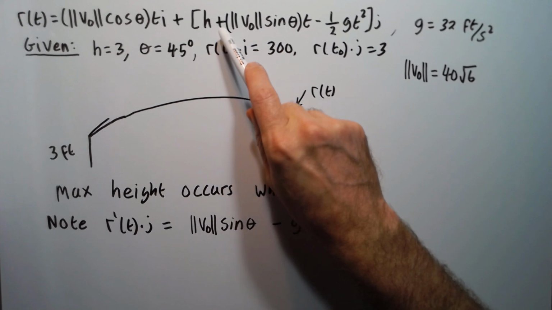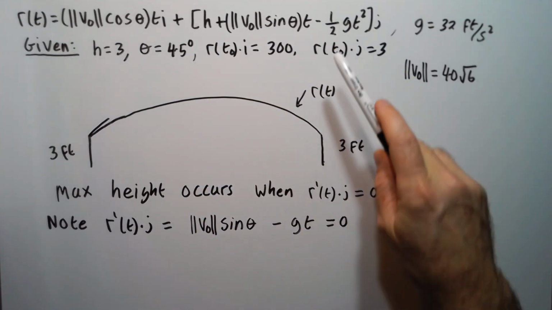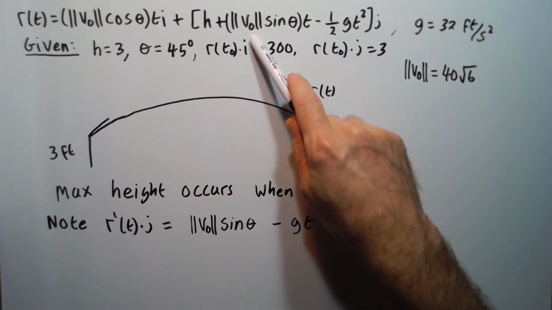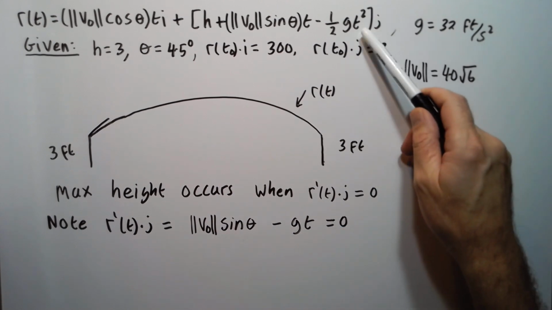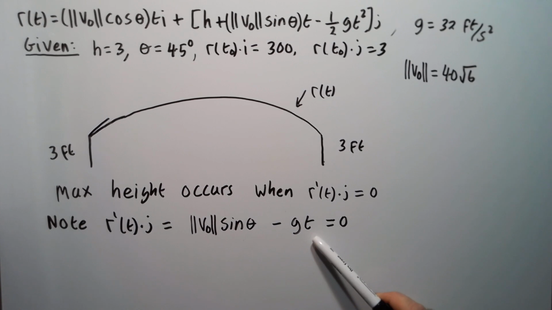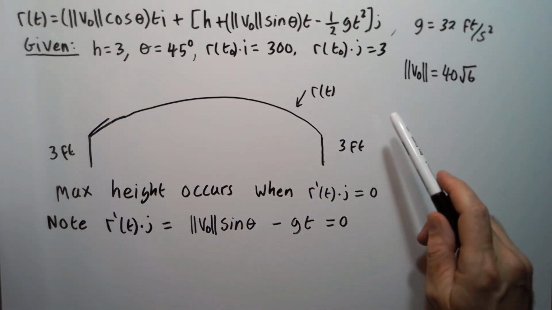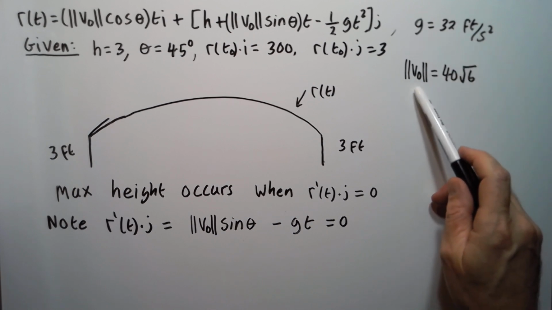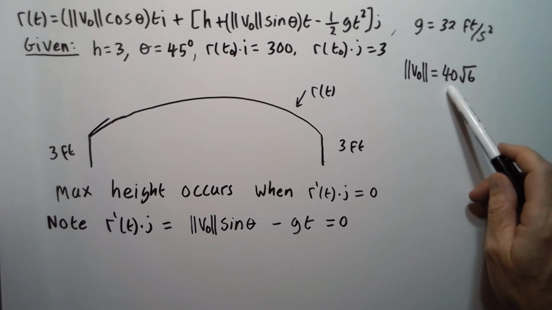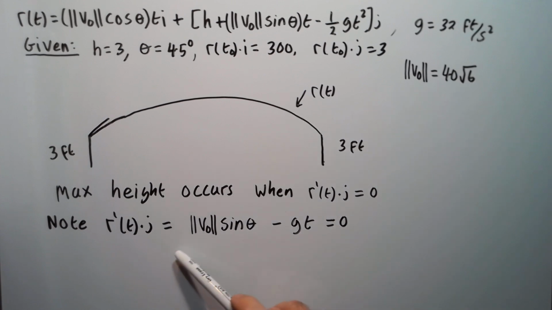Okay, so taking the derivative of the j component with respect to t, the derivative of h would be 0. The derivative of t would be just 1, so it's going to be speed times sine of the angle, and the derivative of t squared would be 2t. The 2 would cancel with the half and it would just become gt. In our case, the angle is 45, the g is 32, and our speed is 40 square root of 6, or you can use the 97.98. I'm going to use the 40 square root of 6. It's more accurate here. So let's make those substitutions over here.